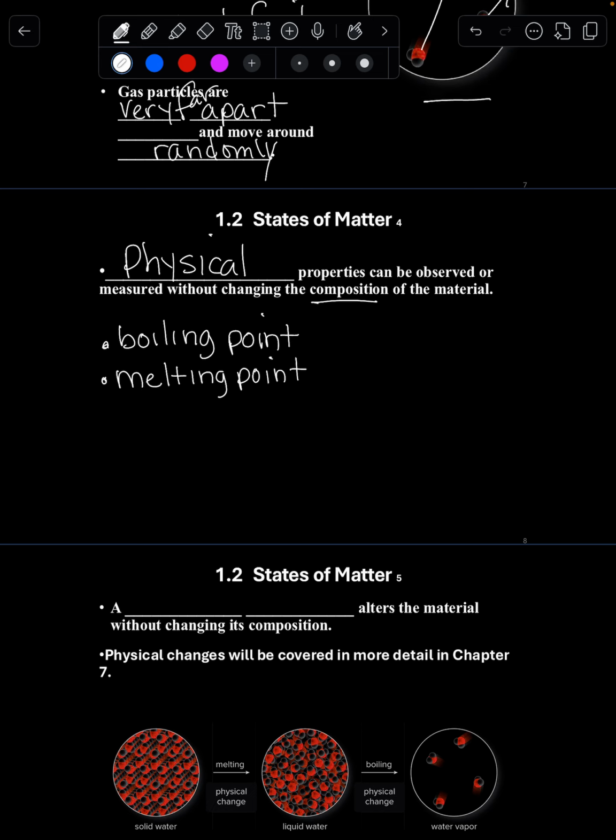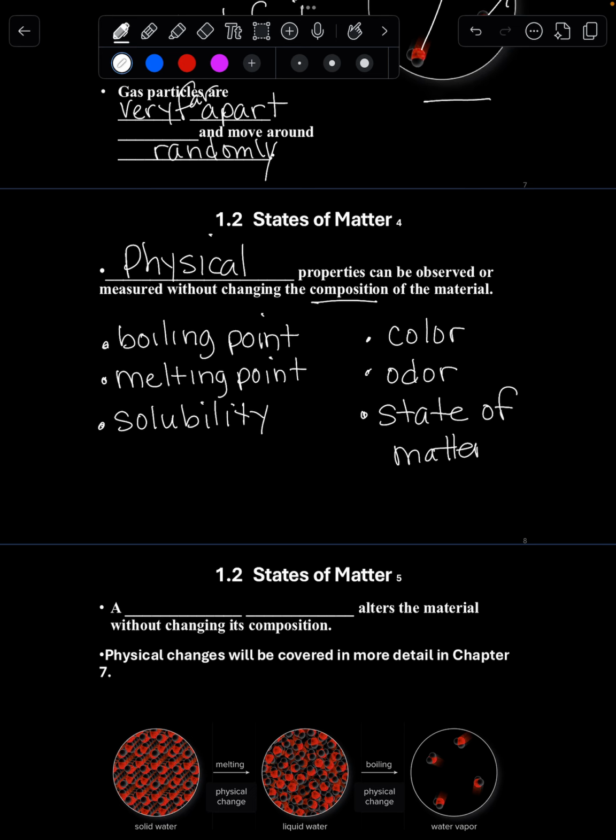We can also talk about something called solubility. Solubility is describing how something will dissolve in a solvent. Typically the solvent is water, so there are a lot of things that are soluble in water. Another is color. This is also a physical property. Another is odor. And lastly, just the state of matter, whether it's a solid, a liquid, or a gas. So those are all considered physical properties.